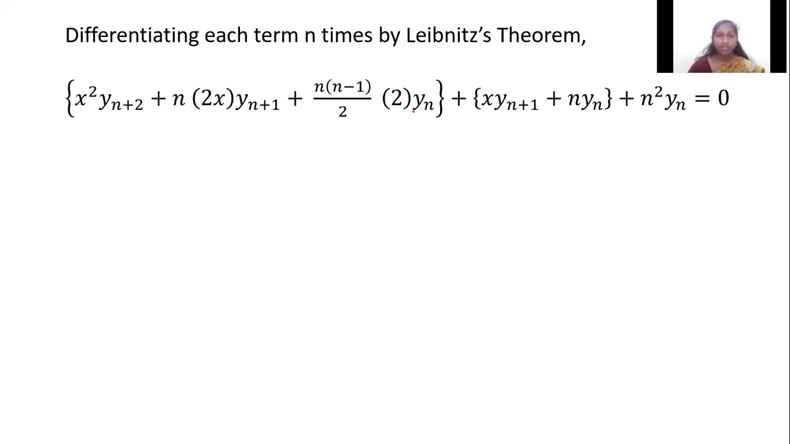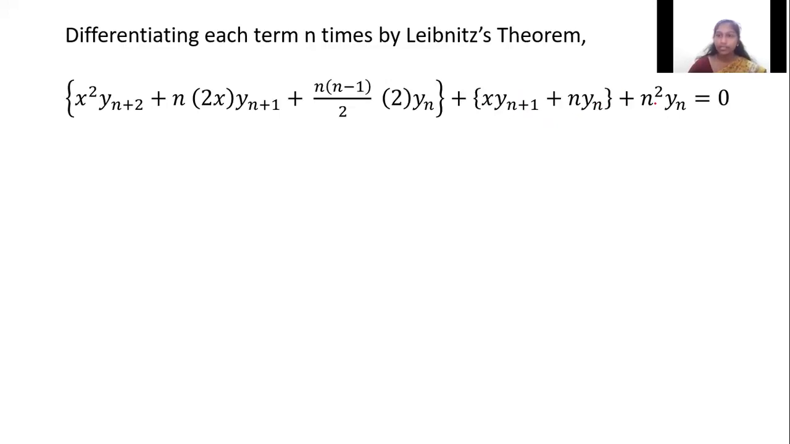Now when I go to the next term, I can see that the derivative of 2 is going to be 0, so that term vanishes after this term. So I can stop Leibniz theorem for the first term. Now I move on to the second term, which is x y1. Applying Leibniz theorem, what do we get? It is x y n plus 1 plus n into y n, since the derivative of x is 1, and the next term is going to be 0. So I can stop here.